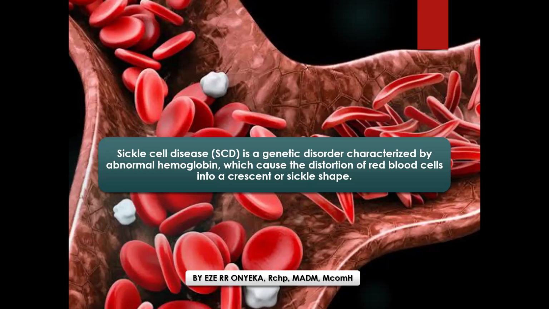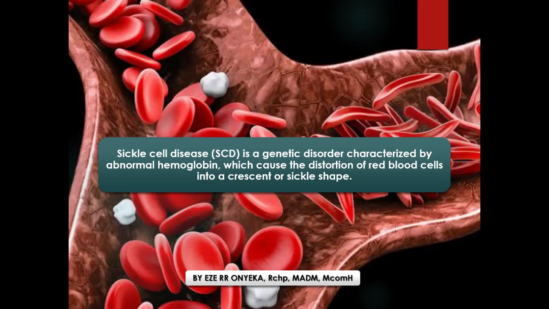So, sickle cell disease is a genetic disorder characterized by abnormal hemoglobin, which causes the distortion of red blood cells into a crescent-shaped or sickle-shaped form. This disease is caused by a mutation or a distortion that affects the gene that is responsible for the production of globin chains of the hemoglobin molecule.